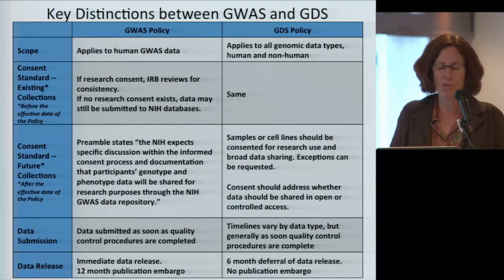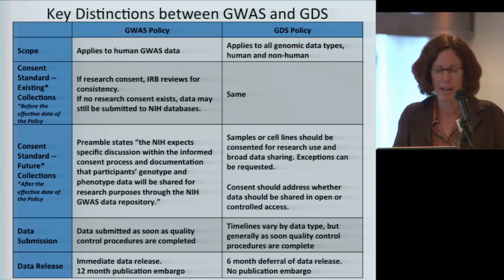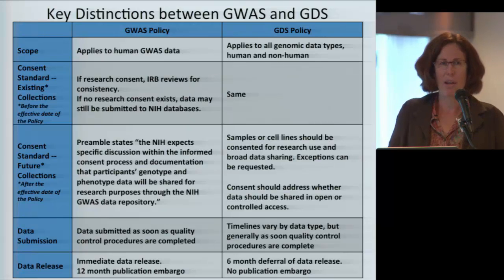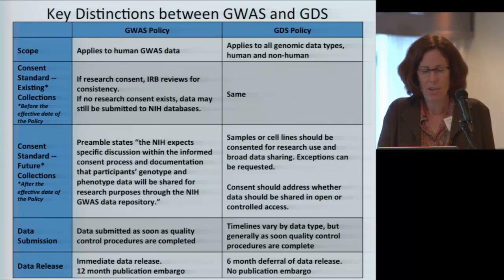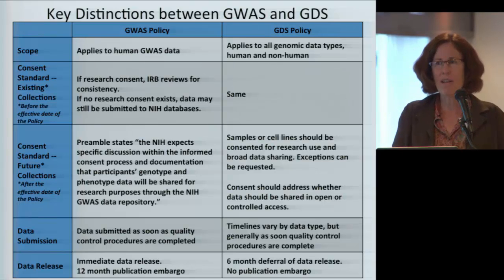And then the consents should also address up front whether data can be shared openly or in controlled access. So there's a change in data submission. Basically, data should be submitted essentially as soon as quality control metrics are completed. But it's data release where, instead of immediate data release with a publication moratorium, now there's no publication moratorium, but there can be a 6-month deferral of data release. So that's the highlights of the core changes in this policy.